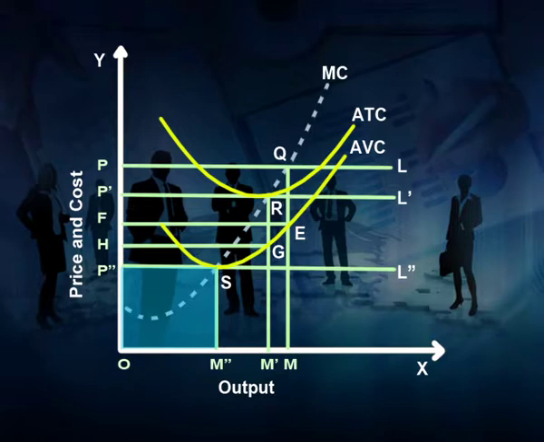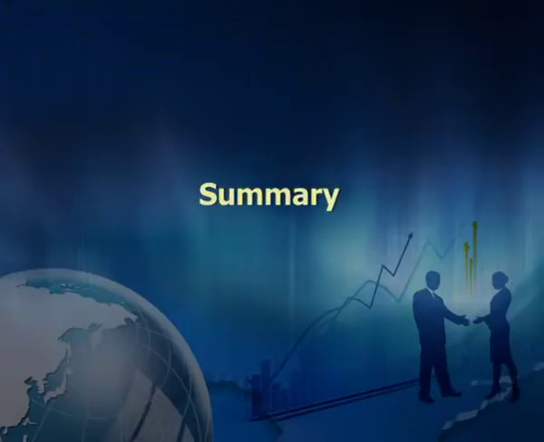The entrepreneur will stop production if the price falls below OP'', due to which total revenue earned will be less than the total variable cost. Thus, quasi-rent cannot be negative. Let's summarize at the end.